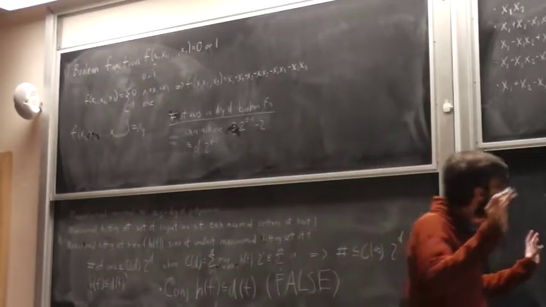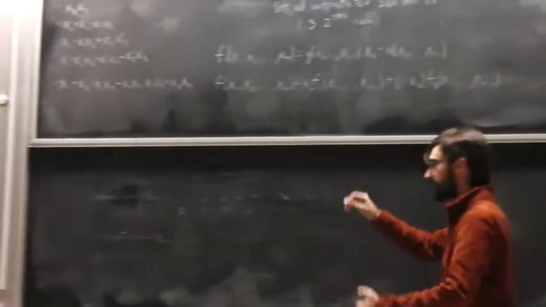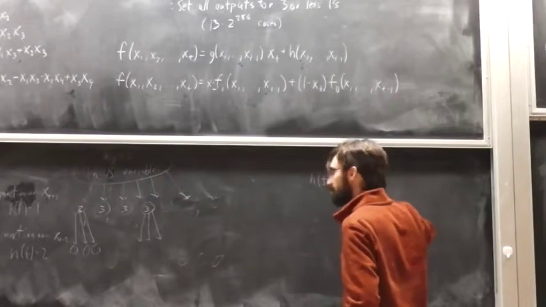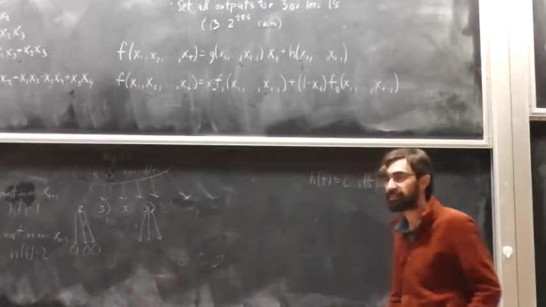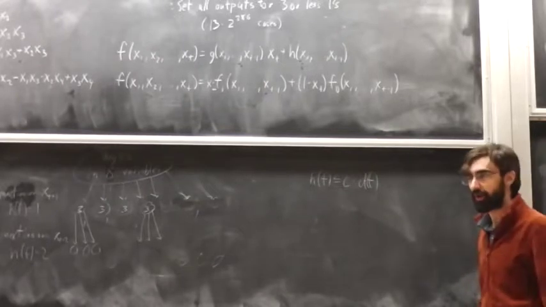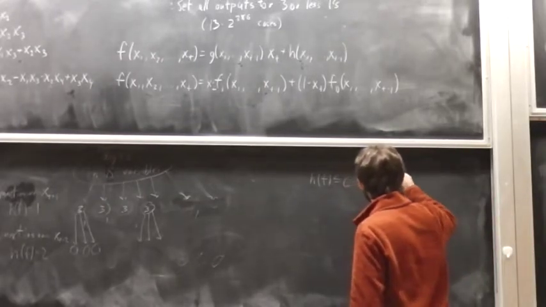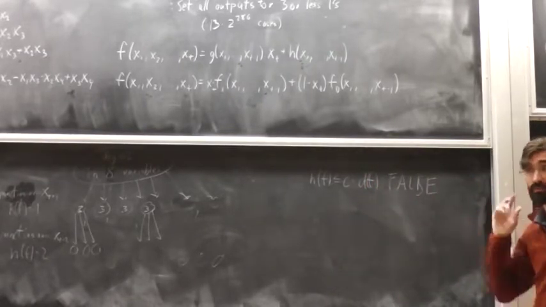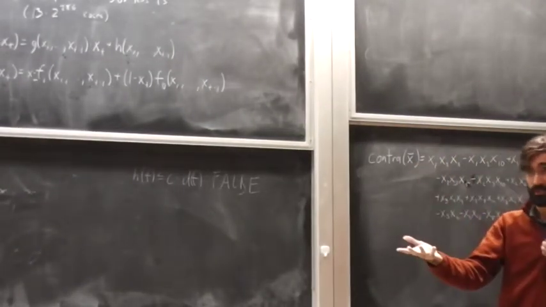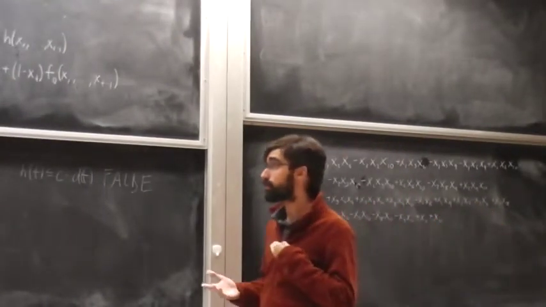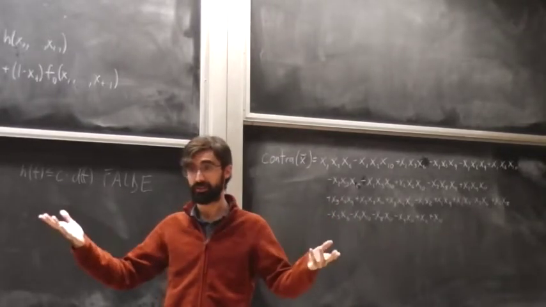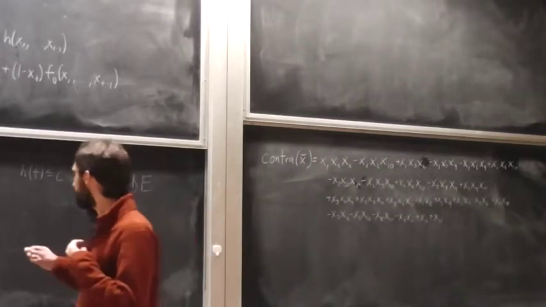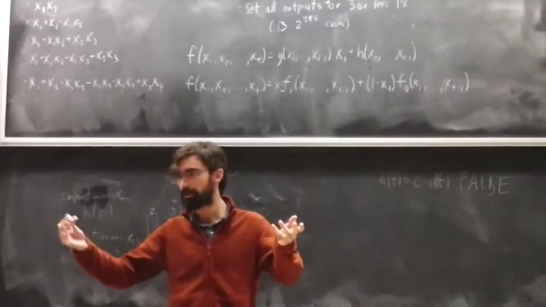So, hey, maybe we can salvage this. Maybe we can have a similar conjecture like h of f is less than or equal to some constant times d of f, where the constant is universal. No, we can't. And the reason for that is an operation called composition. Basically, you can compose two Boolean functions f and g, where f is a Boolean function in n variables.